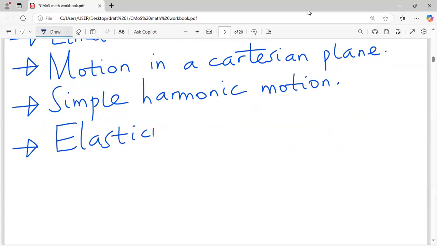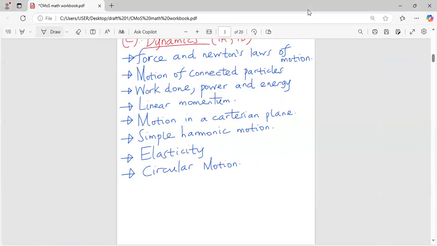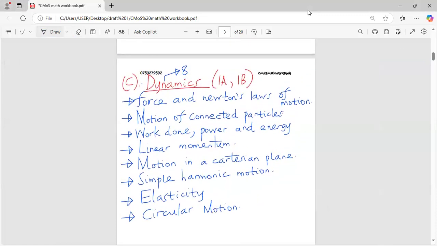We have elasticity. Then we have lastly circular motion. So those are the 8 topics that fall under dynamics.